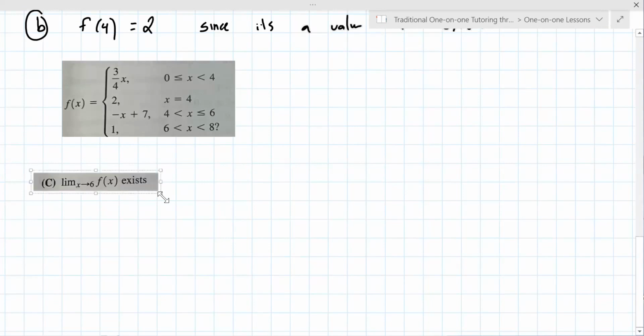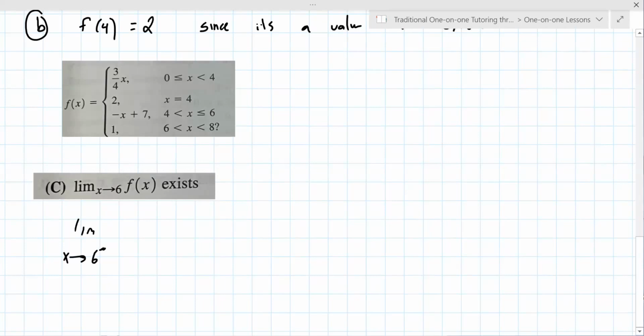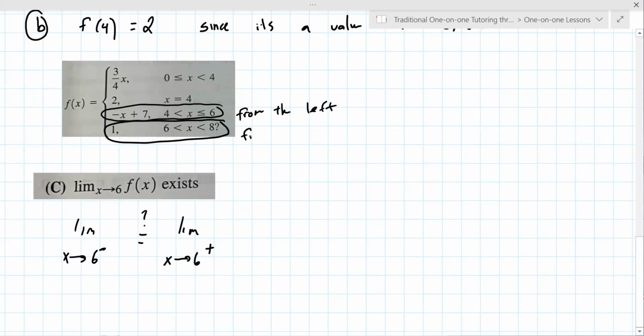The limit as x approaches 6 of f of x exists. That means we have to find the limit as x approaches 6 from the left, and is that equal to the limit as x approaches 6 from the right? So this one works from the left, I guess I'll say, and this one right here works from the right.